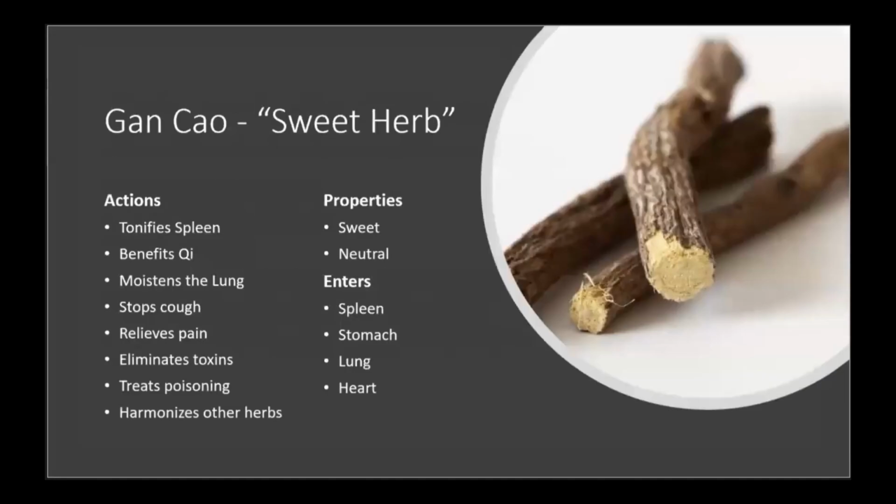Licorice. Love this herb. Spleen, stomach, lung, and heart. Look what it does. Tonifies the spleen, benefits the qi, moistens the lung, stops the cough. Harmonizes other herbs, treats poisoning. It's a really great herb for all around just supporting and harmonizing digestion. And I'll say one thing about this herb. People often get scared of it because there's these stories about people's blood pressure going up when they take licorice, right? People come in, I can't take licorice, it'll raise my blood pressure.